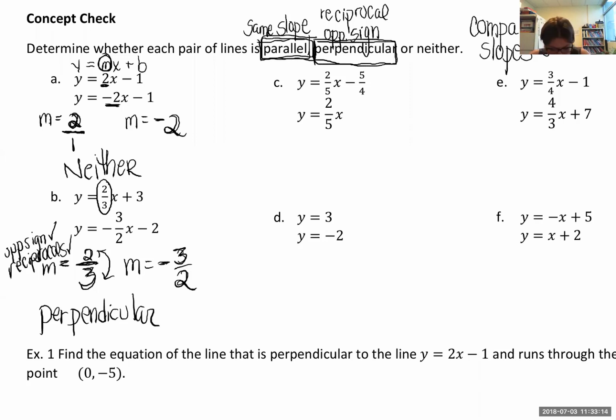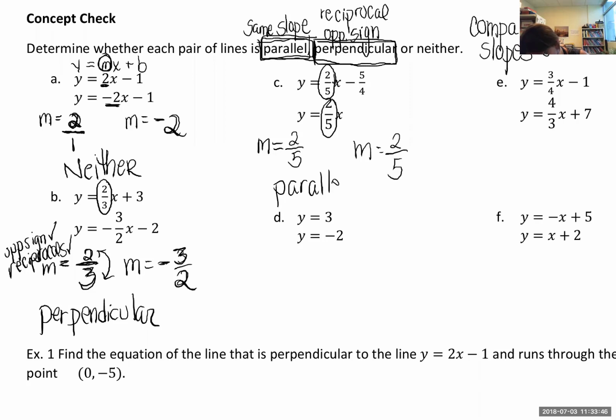Let's go look at the next one. Again, I'm trying to determine whether these two lines are parallel, perpendicular, or neither. And so I will compare their slopes to do so. The slope of the first line, see that number shoved up against x, is 2/5. The slope of the second line is also 2/5. There's a 2/5 shoved up against that m. See how these two slopes are identical? These two lines are parallel.